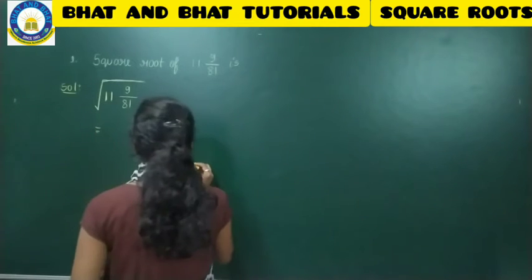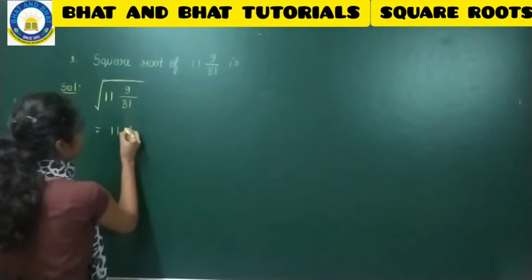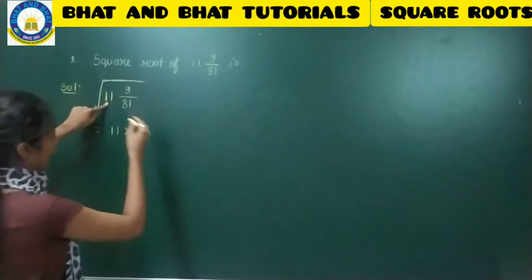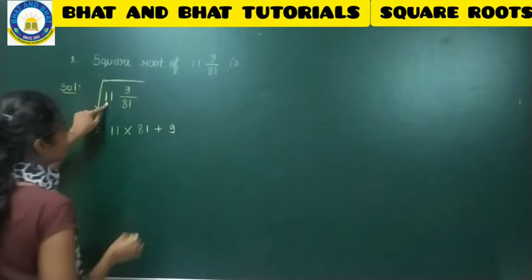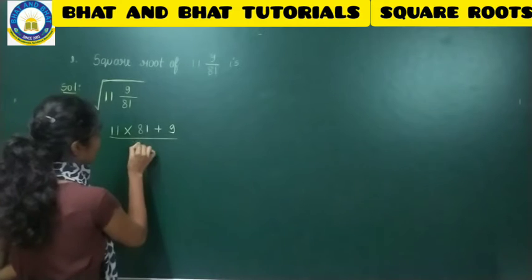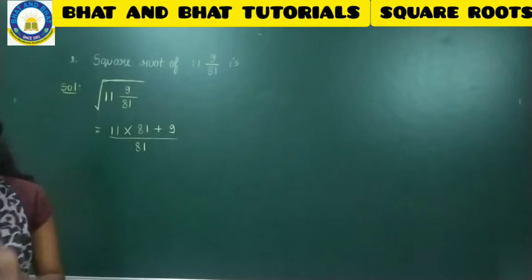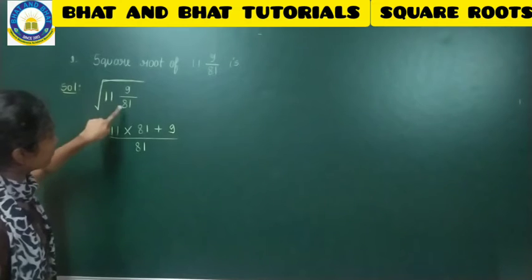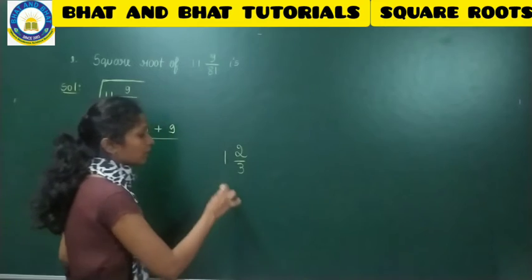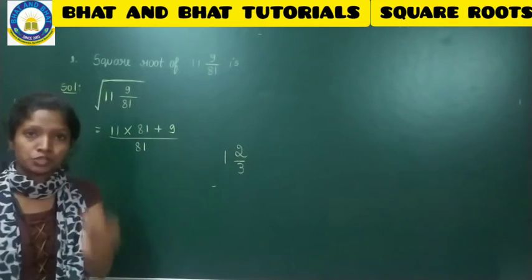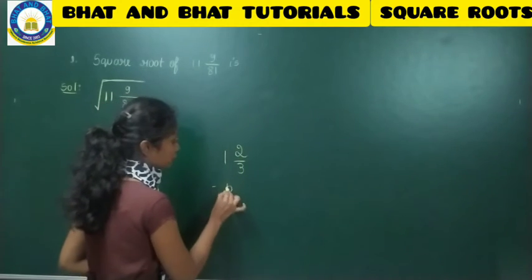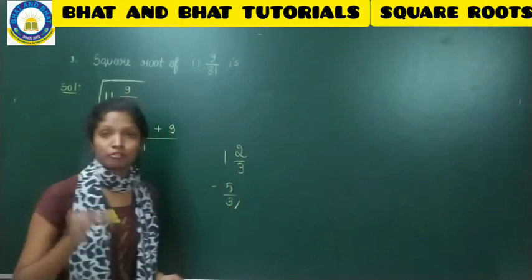So, when I remove the square root, what will I be doing? 11 into 81. Usually we multiply with the denominator and add the numerator, that is 11 into 81 plus 9, divided by 81. 81 always stays as it is. Suppose, for example, 1 2 by 3. How are we going to convert the mixed fraction to a fraction? 3 ones are 3, plus 2, 5 by 3. So this is how we are going to write.